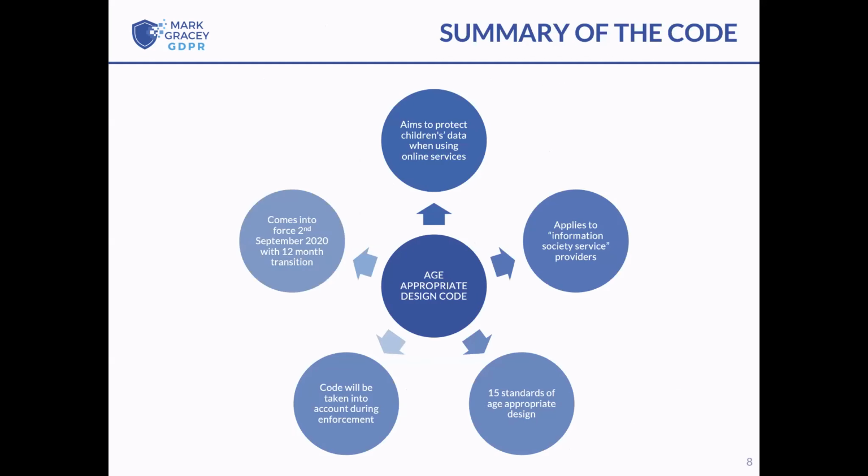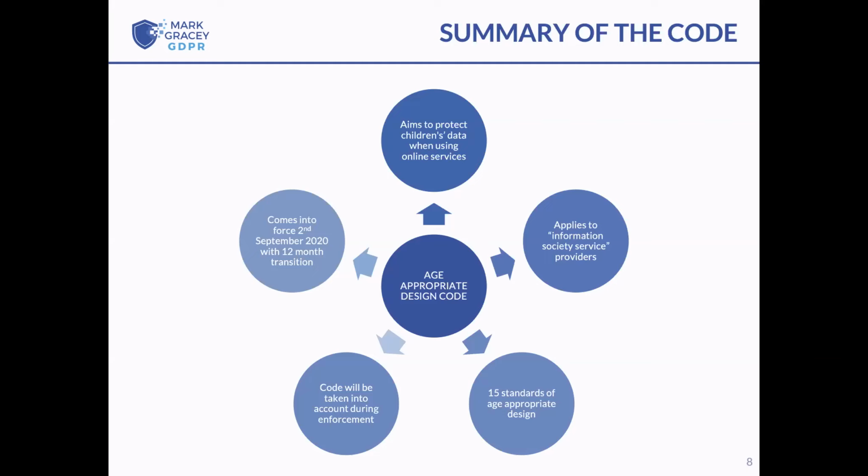So what's the actual code doing? Well, it aims to protect children's data when they're using certain online services. It applies to what's called information society services and the providers of those services. There's 15 standards of age appropriate design, which we'll talk about going forward. The code will be taken into consideration in any enforcement action, and I'll talk a bit in a second about some of the enforcement elements of it.